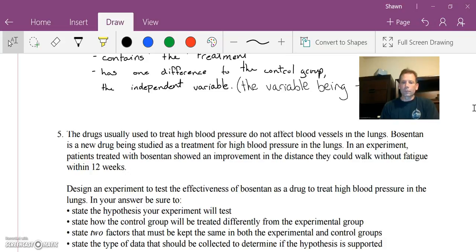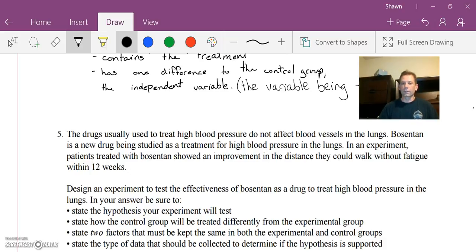How is the control group going to be treated differently from the experimental group? Well, remember, the control group does not have the variable in it, or the treatment. You can think of it this way as a treatment. So what is the treatment? Well, it's actually listed for you in the second sentence. Bosentan is the new drug, and it is the treatment. So we would not expect the control group to have bosentan. Okay, so it doesn't have bosentan in it. Whereas the experimental group would be the patients that did receive the bosentan. So they're receiving the treatment.